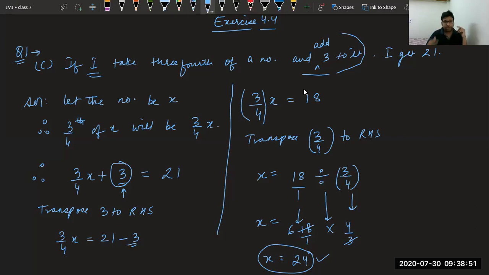Okay, you can transpose if you want, first 4 then 3, that is also okay. I have transposed the whole fraction. If you want, you can transpose 4 first and 3 second. They are the same thing.